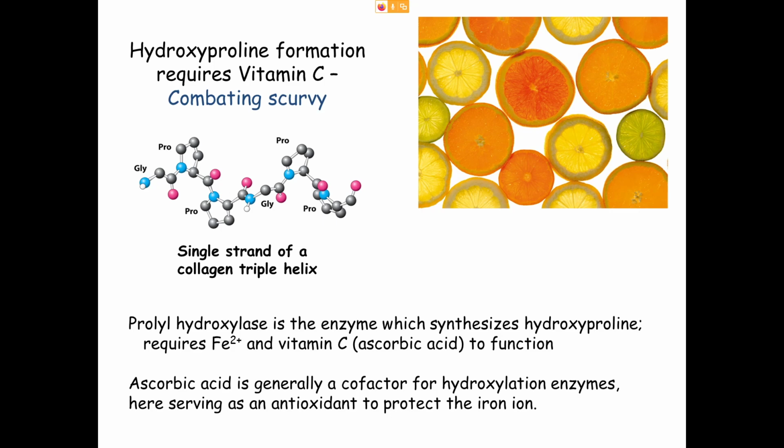We have an enzyme called prolyl hydroxylase, and we'll talk about enzymes in the next block for exam 2, but it basically takes a hydrogen or OH donor, a redox donor, and puts the OH on the proline. Well, the donor for that is vitamin C, or ascorbic acid. So what happens if you don't get enough vitamin C?